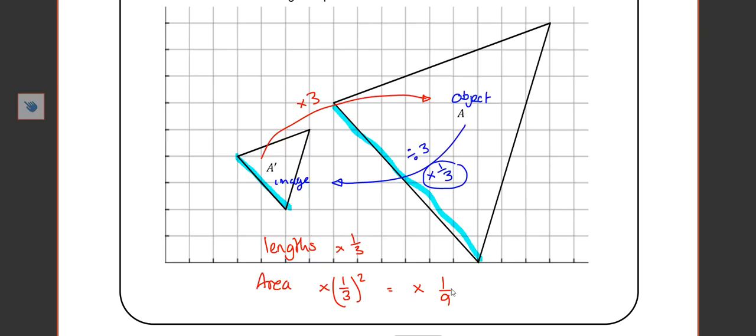Right. So that means that this shape, it makes sense, because if you went the other way, this one is obviously 9 times as big. So if you go the way we want to go, it's 1/9 of the size. Alright? So that's that link between lengths and areas for you.